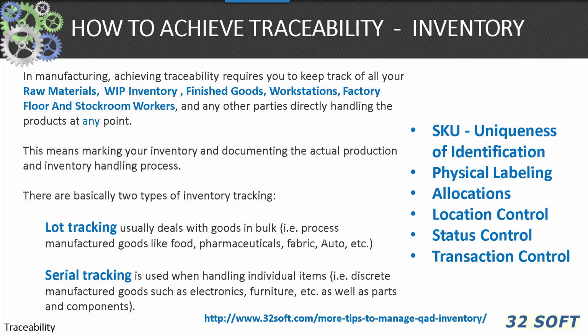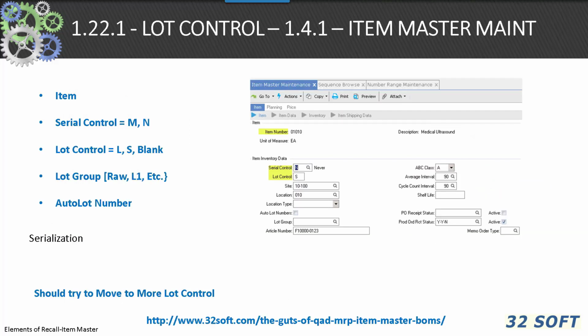Lot tracking has to do with SKU assignment, physical labeling, allocations, lot control, status control, transaction control, and a serial number is basically a lot of one in QAD. Very complicated subject. We're going to try and cover this in a webinar later in the year. In QAD, the primary goal of an item and a lot number with regards to recall is to make the population of suspect items as small and as manageable as possible.